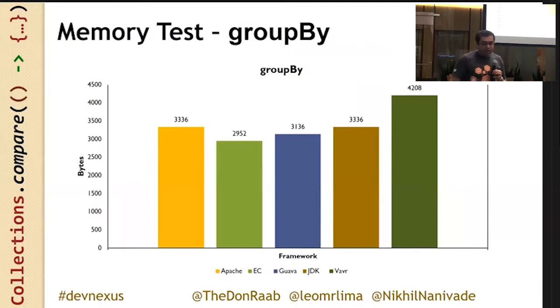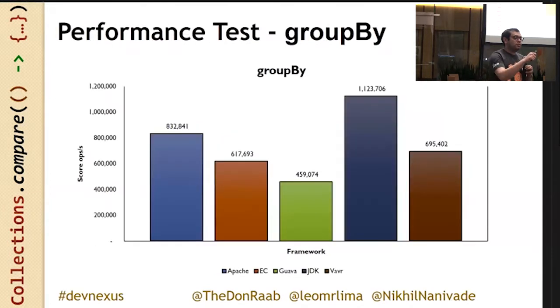Okay. But if you compare it to the memory benchmark, you will see that JDK ends up being the fastest, as well as being at par in terms of memory. Vavr ends up using the most amount of memory out there. Now, why do you think that is? You see JDK blazing through? Anyone?